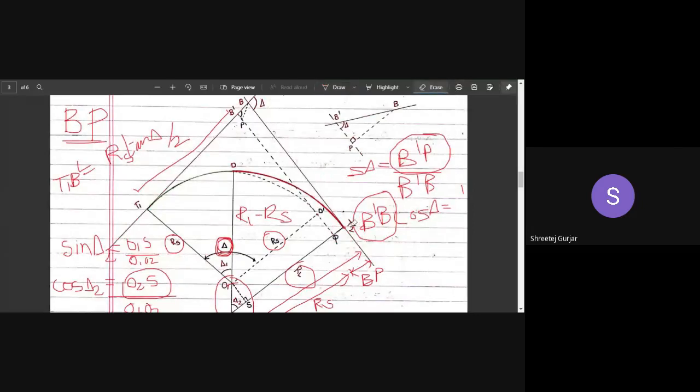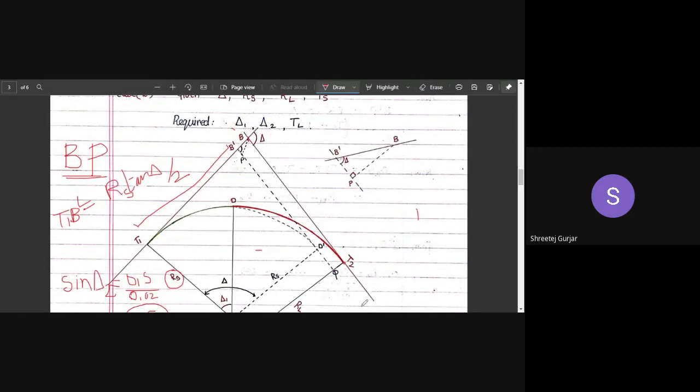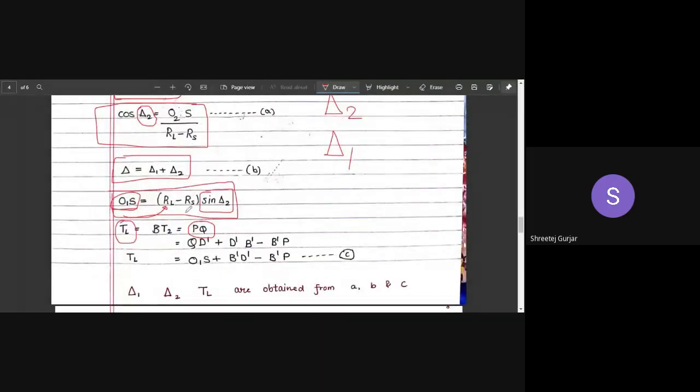Let me show you the last step we are left with. We need to calculate the total tangent length TS. We can calculate it with the help of whatever we have calculated up till now. So tangent length TS is from B to T2. This particular tangent length B to T2 is nothing but... sorry, it is not B dash Q, it is PQ. Okay, it is PQ, and PQ we can calculate by this relation, right? The total thing is B dash Q dash.